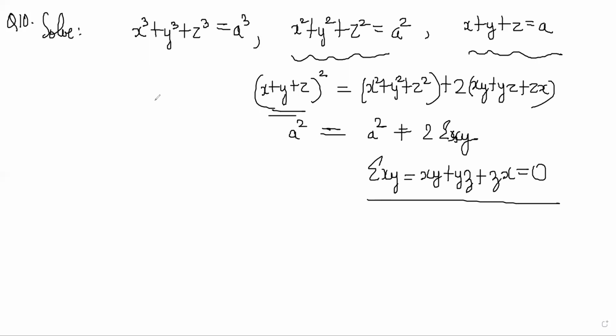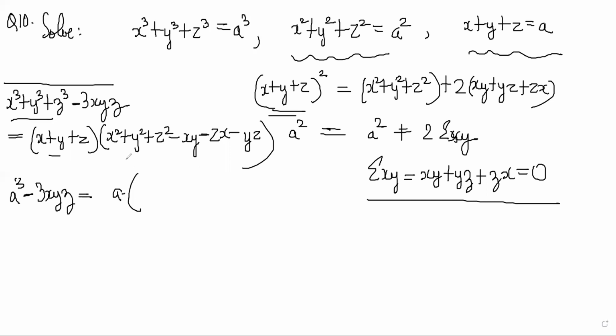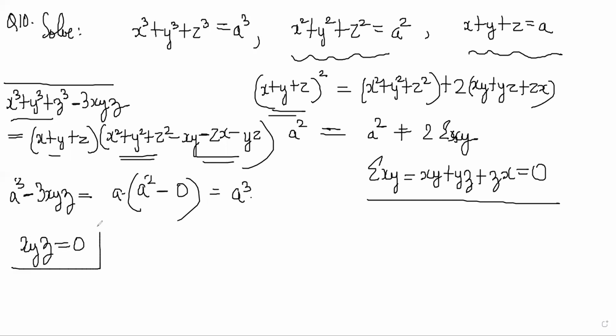Now from the first equation, right, we have an identity. This is a standard identity that everyone should be aware of. This identity says that it is equal to x plus y plus z multiplied by x square plus y square plus z square minus xy minus zx minus yz. So from the first equation here, we know that this is a cube, so a cube minus 3xyz is equal to x plus y plus z is a, this part is a square minus this part is 0, right? So it is equal to a cube, right? So that means that 3xyz is equal to 0, because a cube minus 3xyz is equal to a cube.